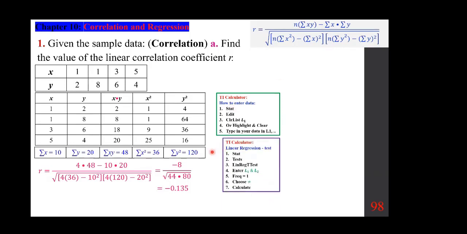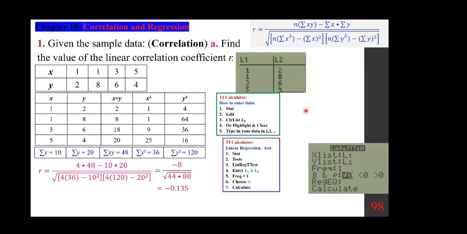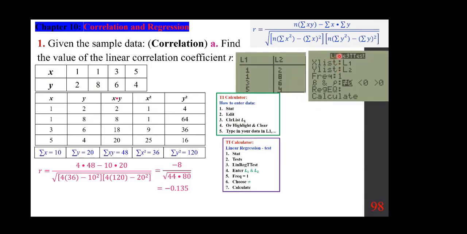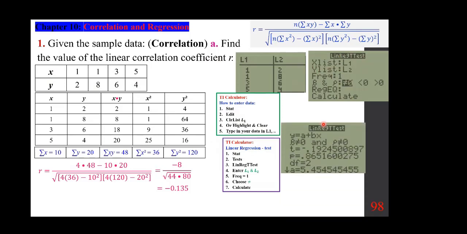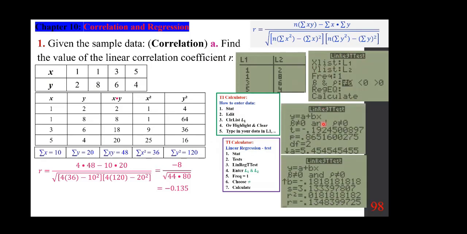So you clear the list L1 and L2, and you input X into L1, Y into L2. You run a linear regression t-test, with X being the first list, Y will be the second. And you do the calculation, and it results in the following. It gives us a lot of information. For this part, the one we want is R. So take a look at the value of R, and if you do the rounding, you get what we have.